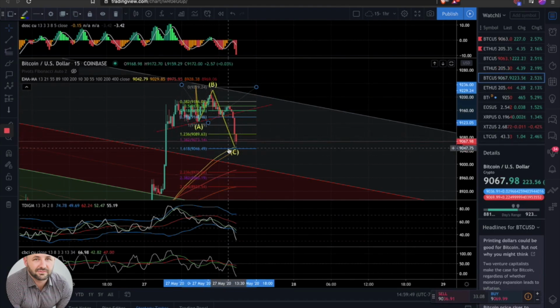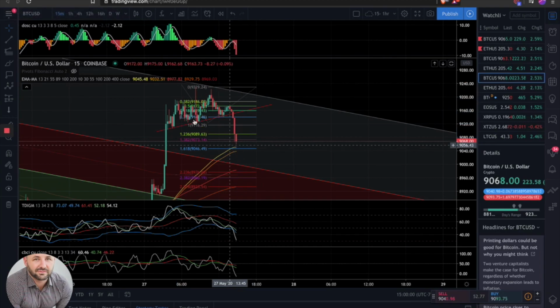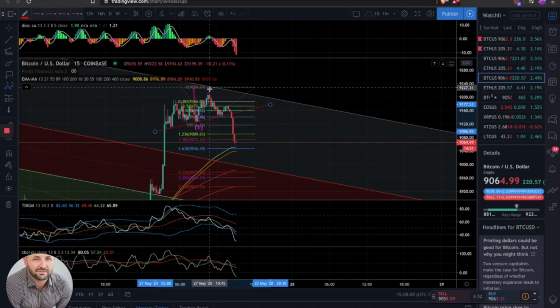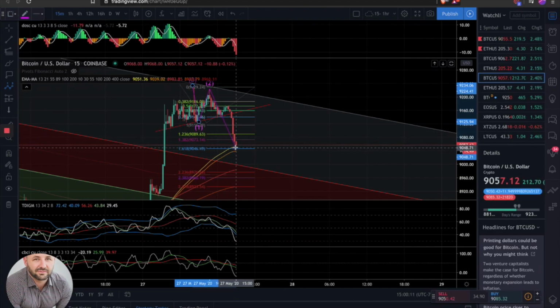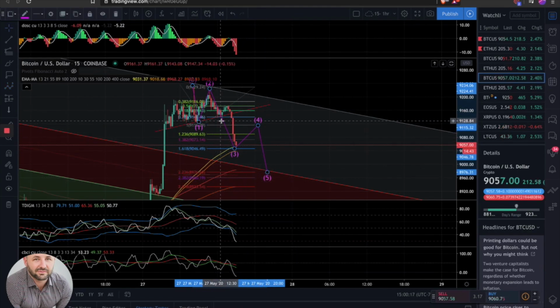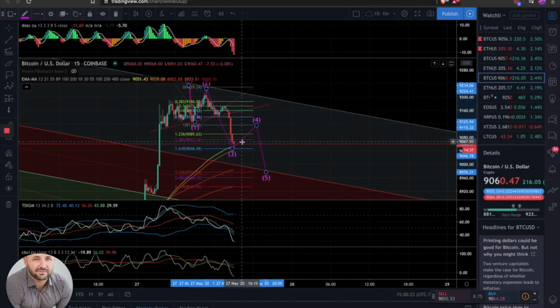Which, if this is an ABC, we would want to ultimately end the move down right here at around 9050, because this was pretty aggressive, this move down, as if we're starting off a 5-wave move. This would be our 1, 2, 3, 4, and 5. But you can see right here this is only 3 waves so far.